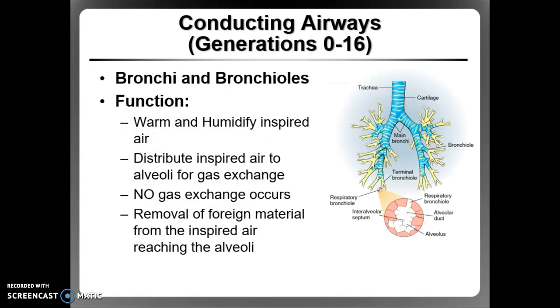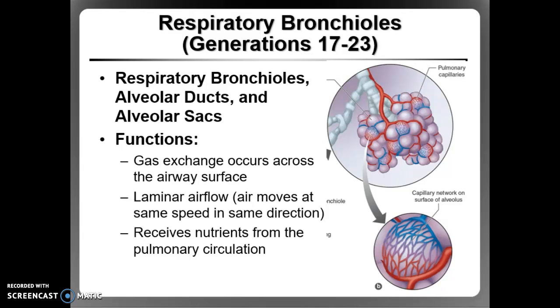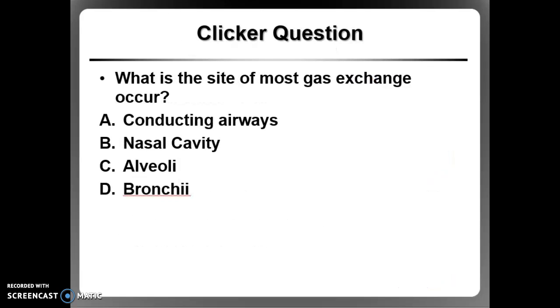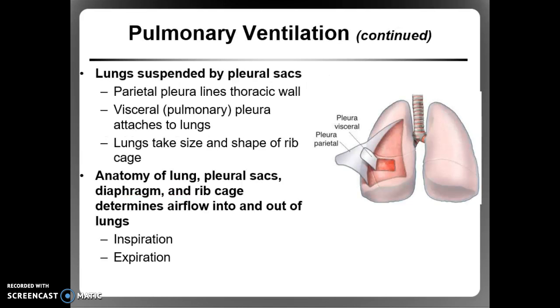So the bronchi and bronchioles' whole function is to warm and humidify air. There is no gas exchange, and they also remove foreign material from the air that could damage the alveoli if it reached them. Then at the alveolar sacs, this is where gas exchange occurs. There's a nice smooth laminar flow, and it receives nutrients from the pulmonary circulation. So you guys will figure this one out. It's the alveoli.